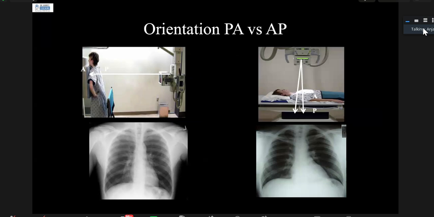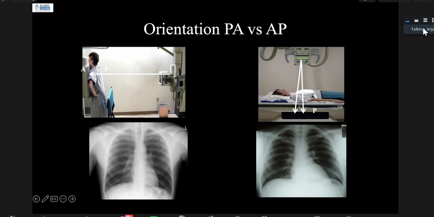Just to show you the difference between PA and AP. So this is a PA projection, what we have seen now. This is the tube. The X-rays go through the posterior aspect, come out of the anterior aspect and fall on the X-ray receptor. And this is the resultant PA view of X-ray that we are getting.